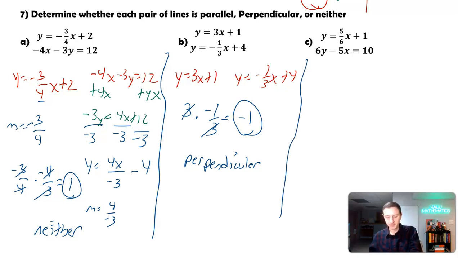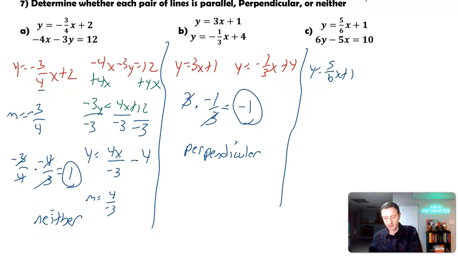And letter C, y equals 5 over 6x plus 1. That's already done. And then we have 6y minus 5x equal to 10. That one we have to do some work here. So I'm going to add 5x over. 6y equals 5x plus 10.